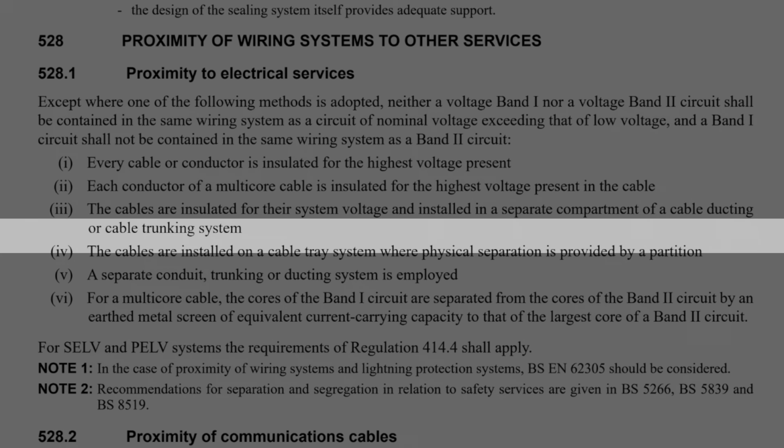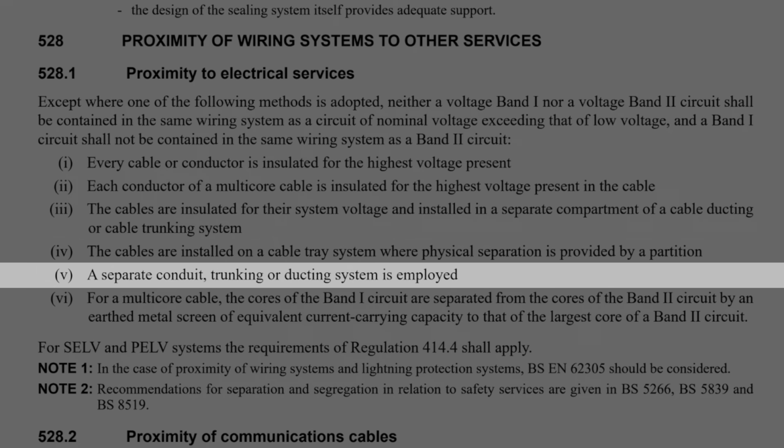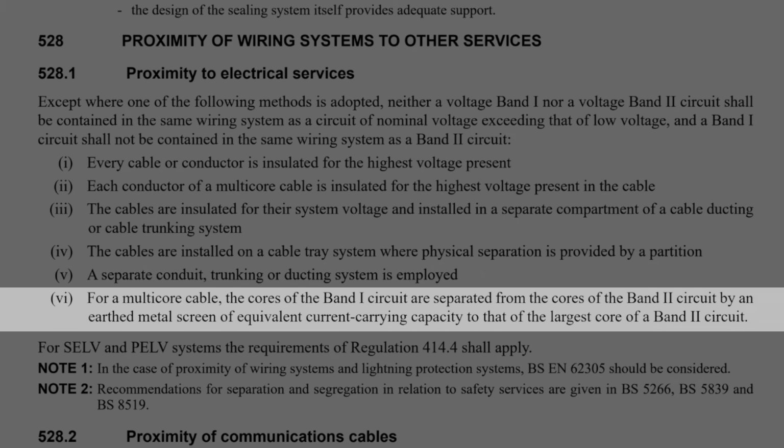Okay, the last 3 indents are 4. The cables are installed on a cable tray system where physical separation is provided by a partition. 5. A separate conduit, trunking or ducting system is employed. 6. For a multi-core cable, the cores of the band 1 circuit are separated from the cores of the band 2 circuit by an earthed metal screen of equivalent current carrying capacity to the largest core of the band 2 circuit.